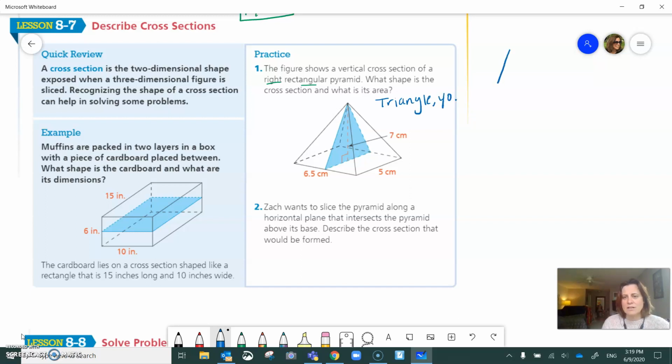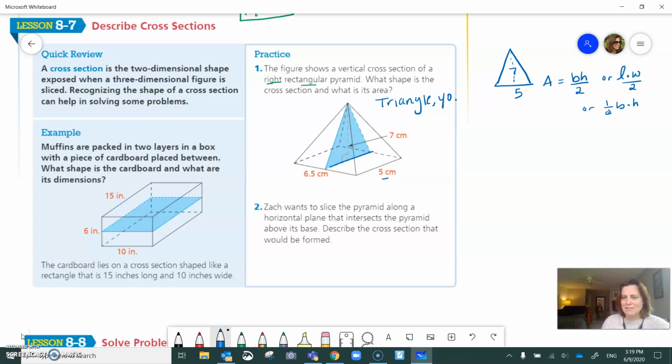So this triangle, when I look at it, this length is 5 centimeters, and this height is 7 centimeters. And the formula for the area of a triangle is the base times the height divided by 2. You could also call it the length times the width divided by 2, or you could call it half the base times the height. All of those mean the same thing.